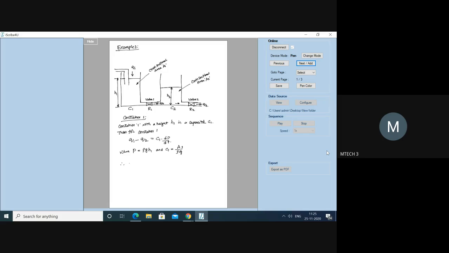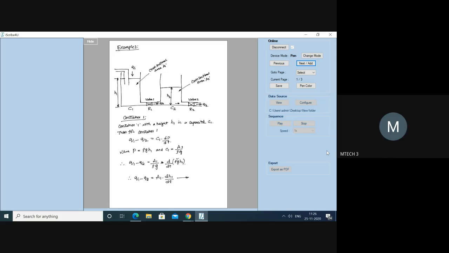So we'll substitute. Therefore, Q1 minus Q2 is equal to C1, which is A1 by rho g, times dP by dt, where P is rho g H1. Rho g is constant, so this rho g gets cancelled. Therefore, Q1 minus Q2 is equal to A1 dH1 by dt. Any doubt up till here?